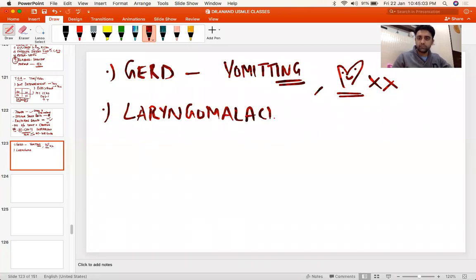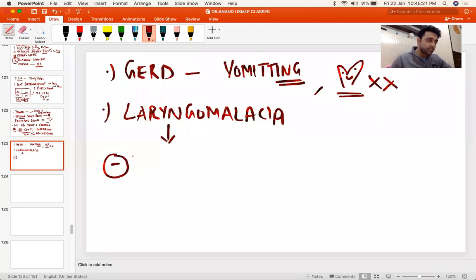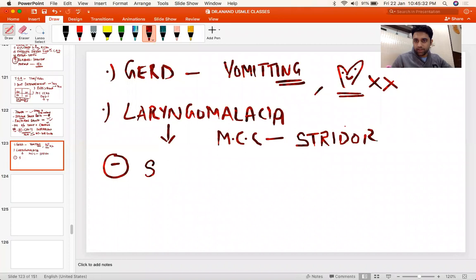Is this a case of laryngomalacia? Yes or no? And if no, why? And if yes, then why? Why is it not a case of laryngomalacia? Any idea? Any random guesses? It is not a case of laryngomalacia, because even though the child is having stridor since birth, the most common cause of stridor in babies in general is laryngomalacia. We all know that, right? But usually laryngomalacia, the most common cause of stridor in children, number one.